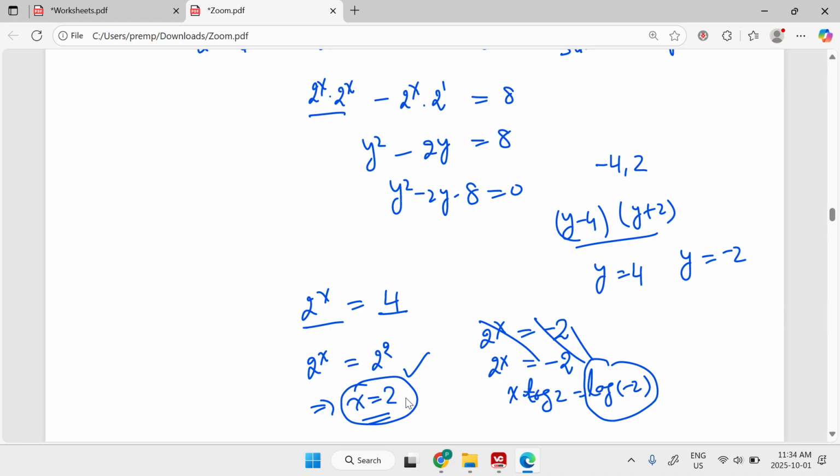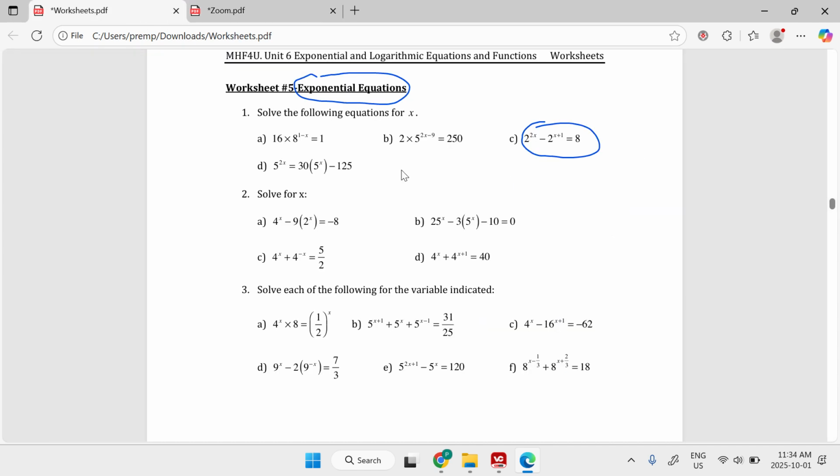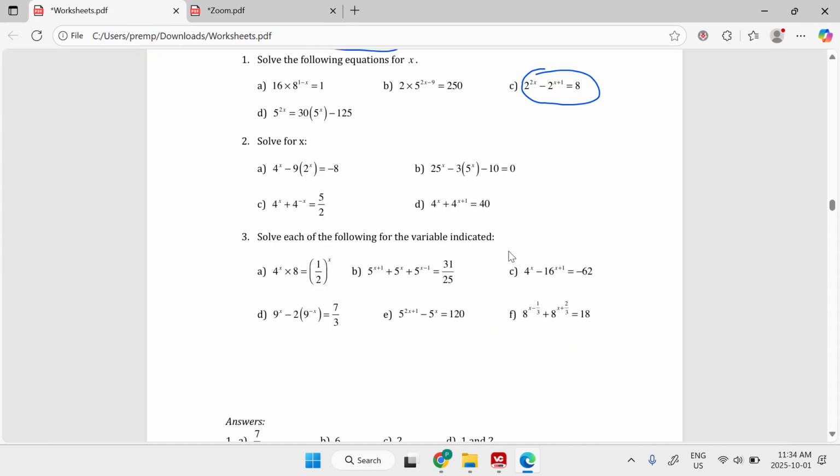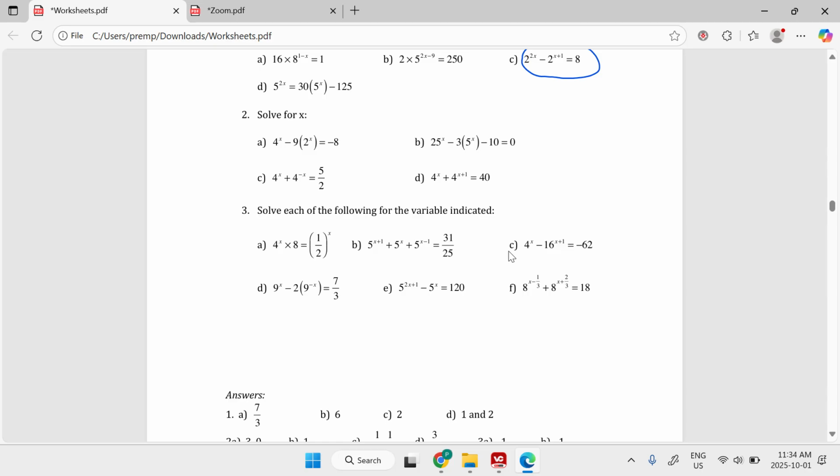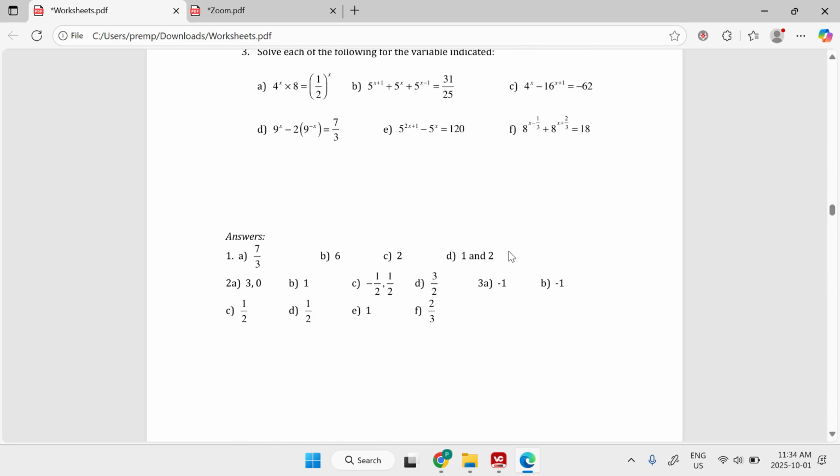Okay, so always remember the log of a negative number is not possible, so we don't have the answers for that. So this is the way you can solve these equations. You have some more practice there in the portal. You can just try these questions also.